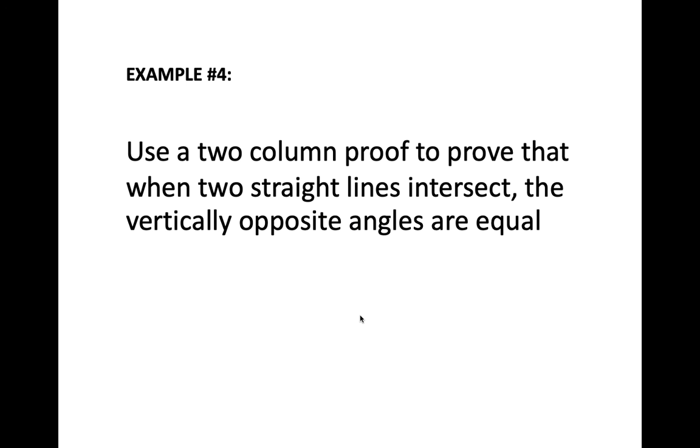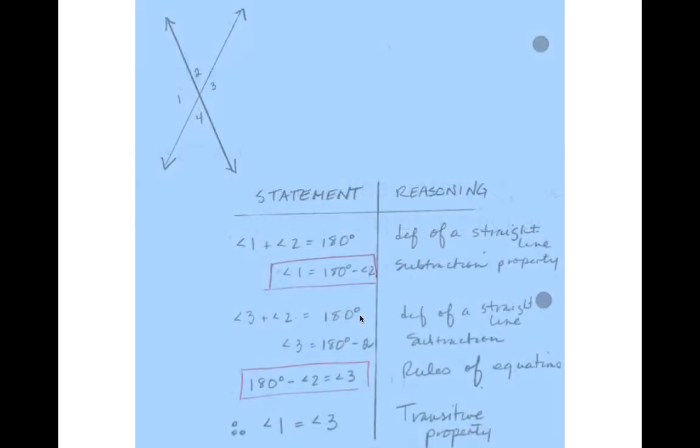So use a two-column proof to prove that when two straight lines intersect, the vertically opposite angles are equal. Okay, so what we're going to look at is basically two lines that intersect each other, and we want to be able to prove that 1 and 3 or 2 and 4 are equal to one another. I'm going to use a little bit of the transitive property here eventually, but let's see what I'm doing. I'm going to focus first on angle 1 and 2.